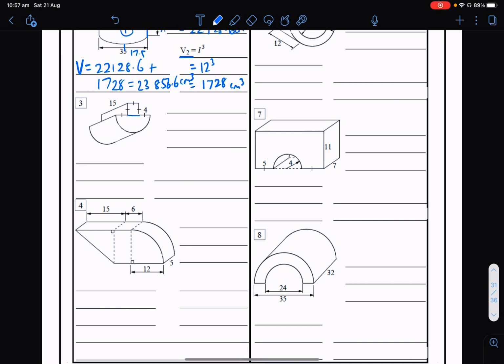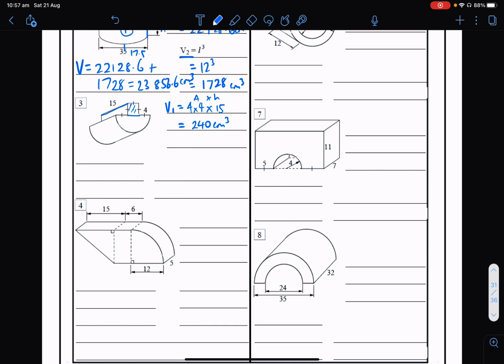Okay, so same deal here. You've got a square and then a semicircle. So we'll do what they've done. We'll find the two volumes and then add them together. So volume 1 we'll do as the rectangular prism or the square prism here. So it's area times height, remember? So the area of this face is going to be 4 times 4. And then the volume part of that is going to be times by the 15. So area times height. So it's 4 times 4 times 15, which is 240 centimeters cubed.